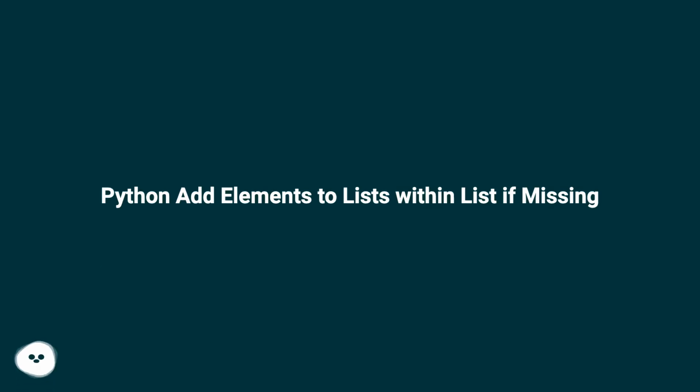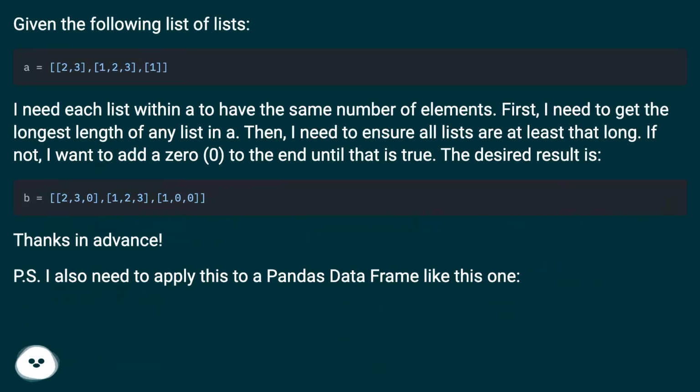Python add elements to lists within list if missing. Given the following list of lists, I need each list within A to have the same number of elements.